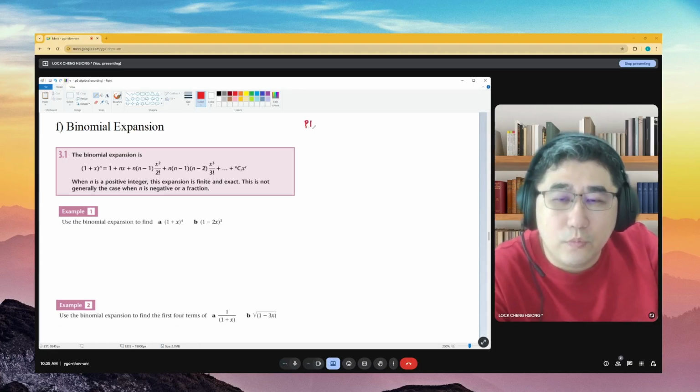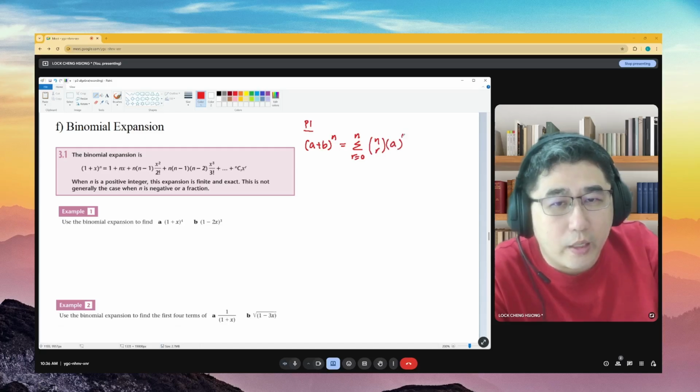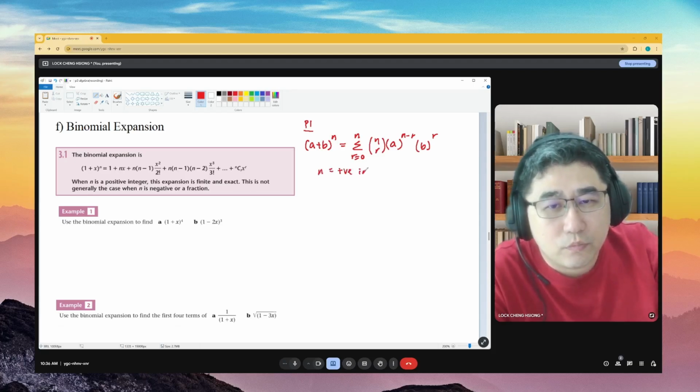From P1, we are dealing with (a + b)^n equals the summation of r equals 0 to n of nCr a^(n-r) b^r, where n is a positive integer. Now for P3, we are talking about n as a negative integer or a fraction number.